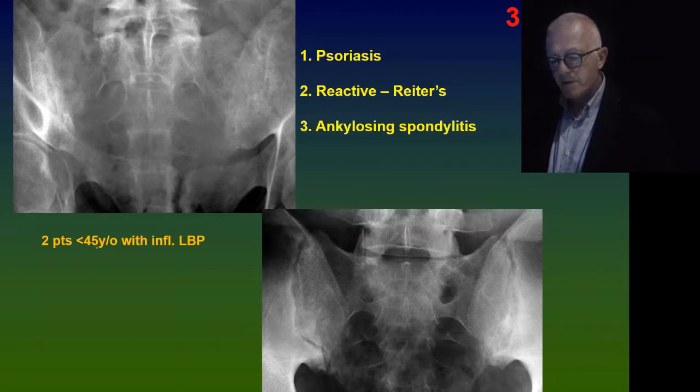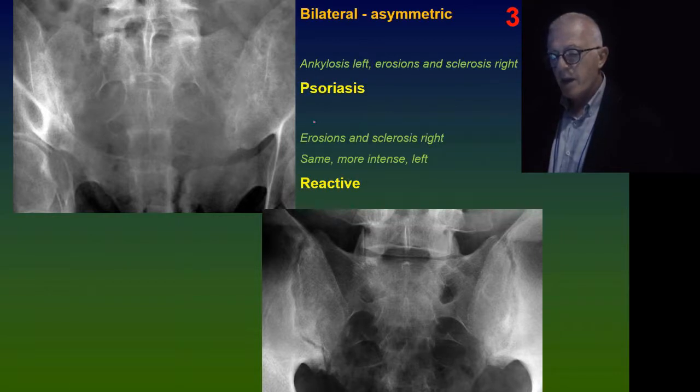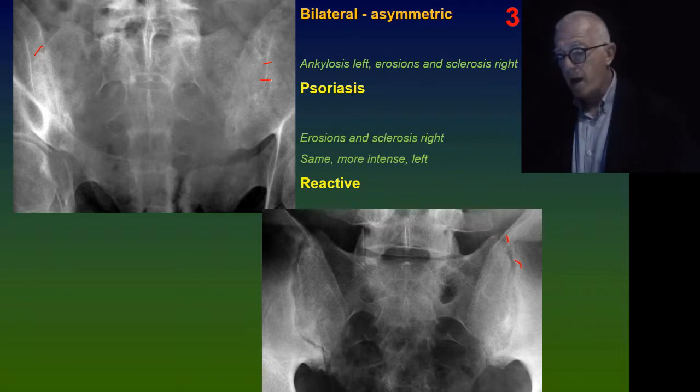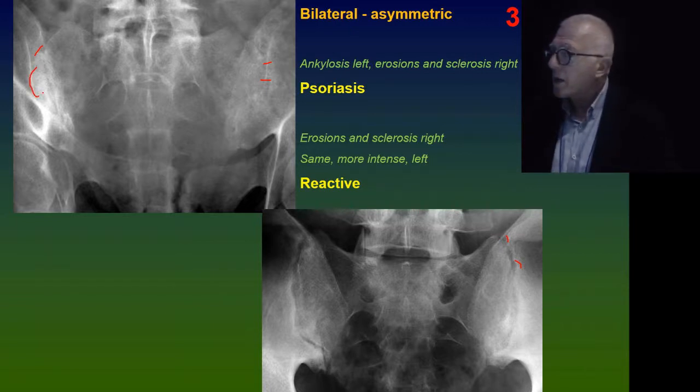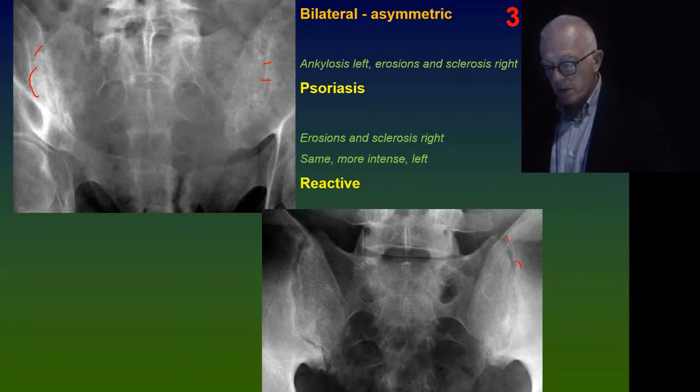Actually, in these patients, we do have a bilateral asymmetric appearance. For instance, since we see here erosions, it cannot be condensans ilii. Here we see erosions, we see ankylosis, therefore it's not a good diagnosis, the condensans ilii. In this patient, we have ankylosis on the left, erosions and sclerosis on the right. That means asymmetrical involvement.